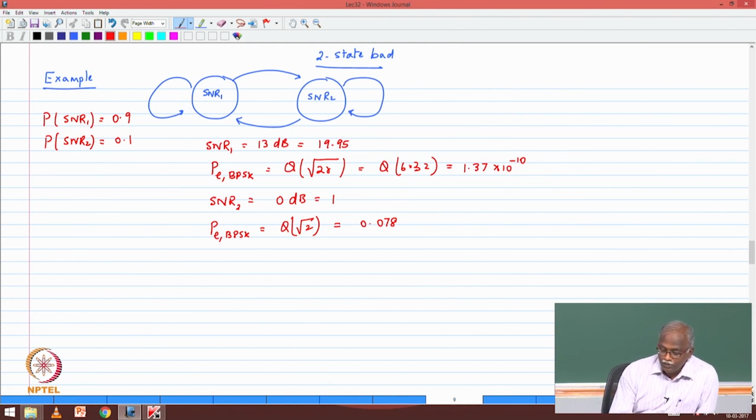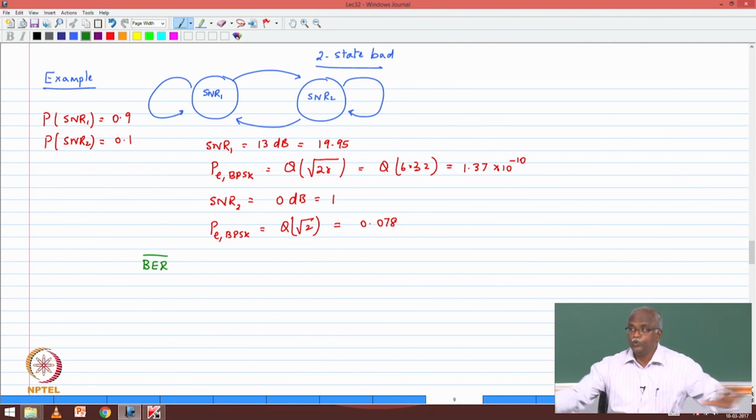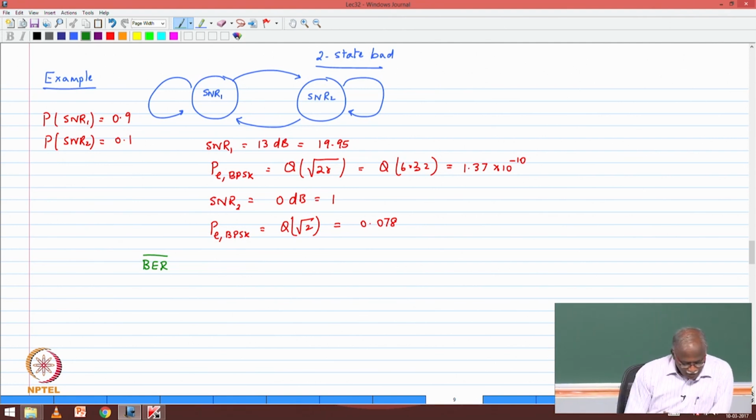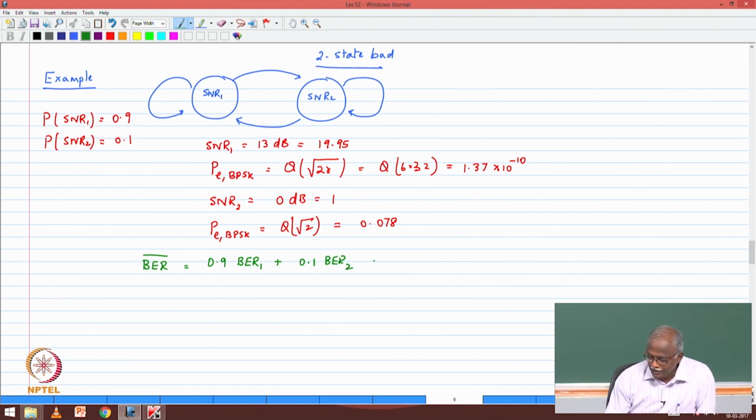So now we want to calculate the average BER. BER average, just like you did in the previous experiment. There were a huge number of SNRs possible because you were generating them instantaneously. It's a simpler version where we say that, okay, the average probability is 0.9 times BER1 plus 0.1 times BER2. Just do the calculation and you will find that it is 0.0078. What happened?